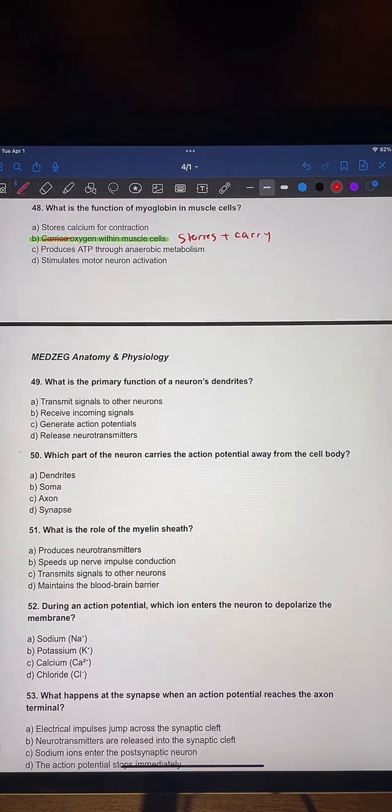Number 49, what is the primary function of neurons' dendrites?